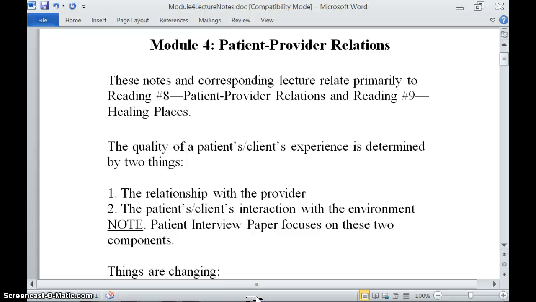Welcome to Module 4, KNH 329, Patient-Provider Relations.